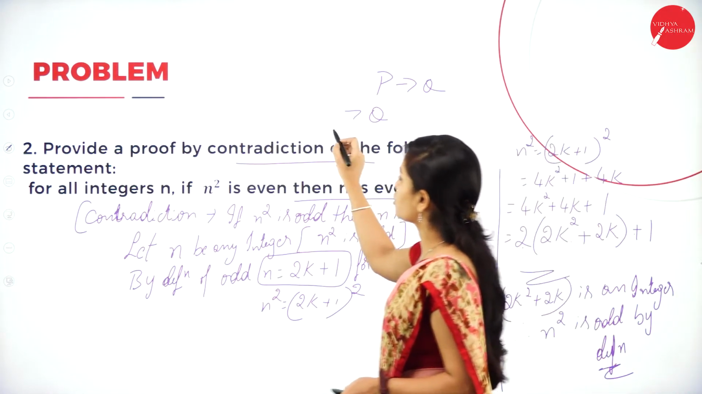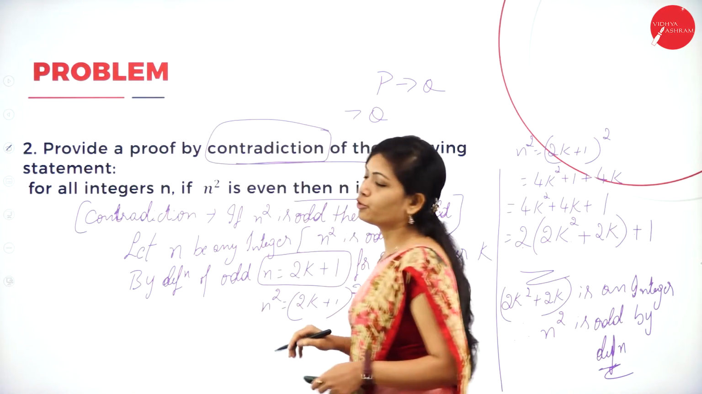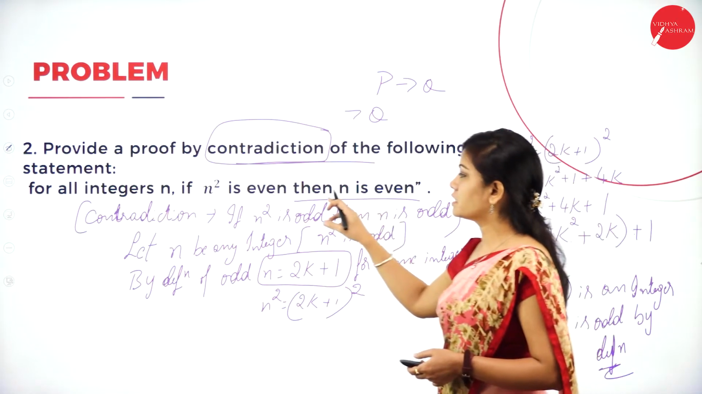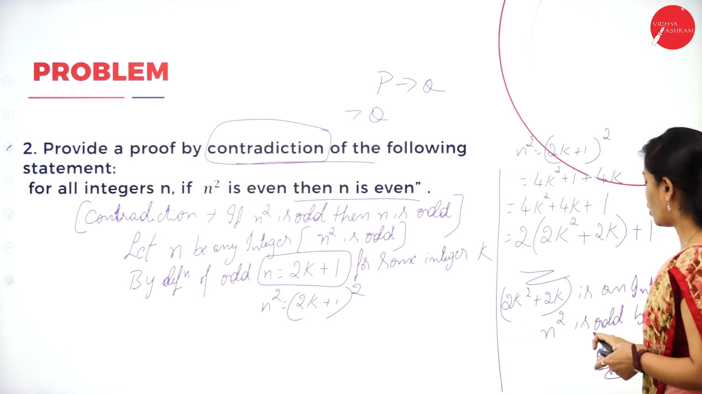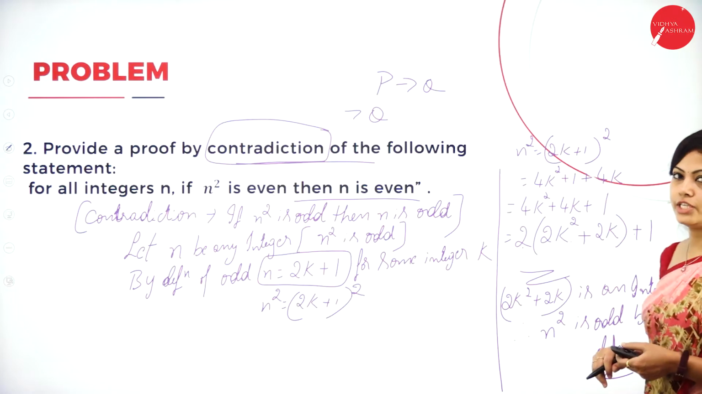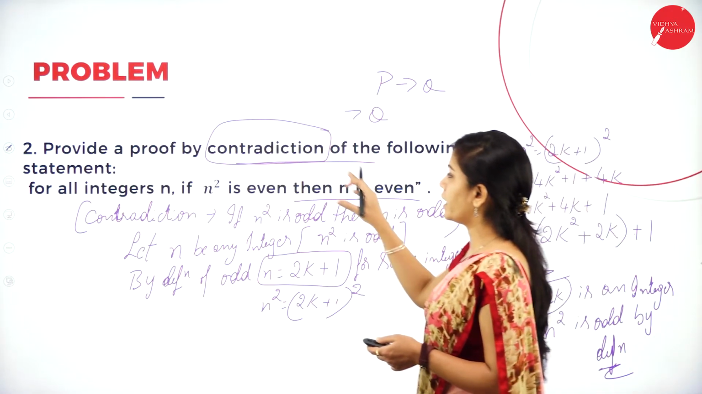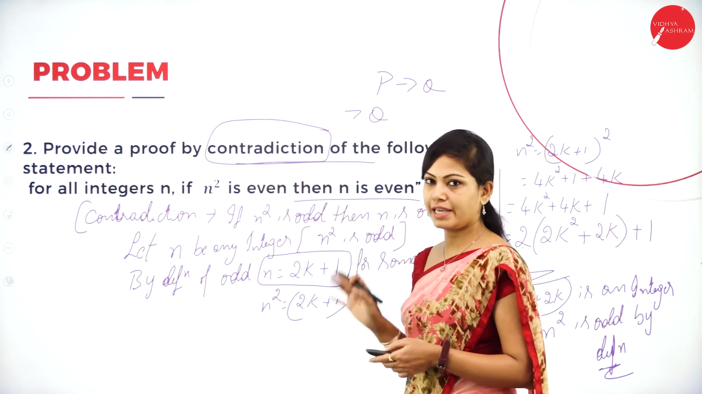So with the help of this contradiction, we have to prove this statement. But here the statement is even, and we have proved this by contradiction. So we got n square is odd by the definition. So this is your proof by contradiction to the given statement.